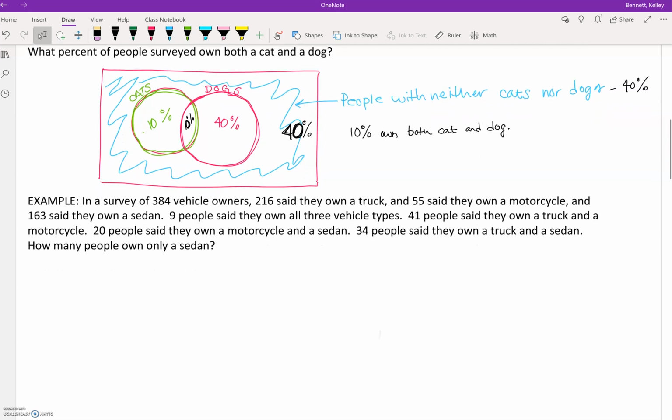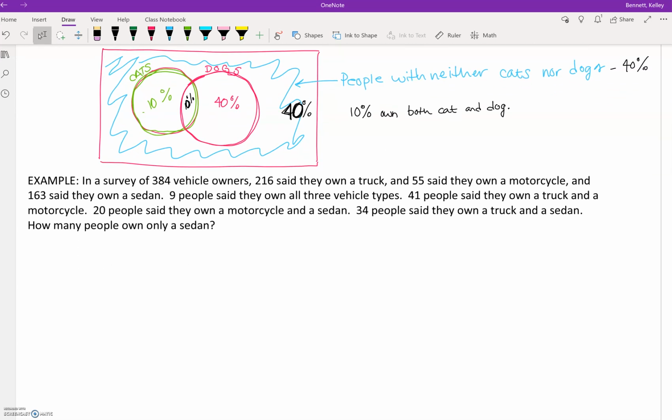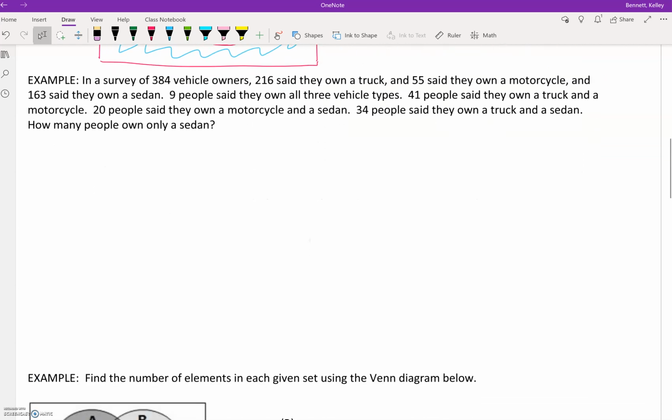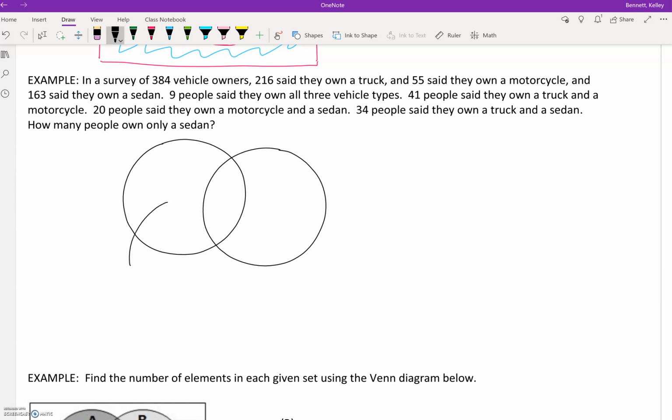So what I need to do is set up 3 circles that are going to represent my Venn diagram. So I'm going to have trucks, sedans. Let me make this a little bit bigger, sorry. Trucks, sedans, and motorcycles. And so it's always good to label which is what. So we'll have trucks, sedans, and motorcycles.